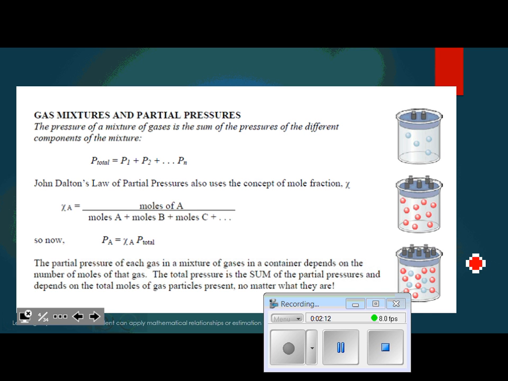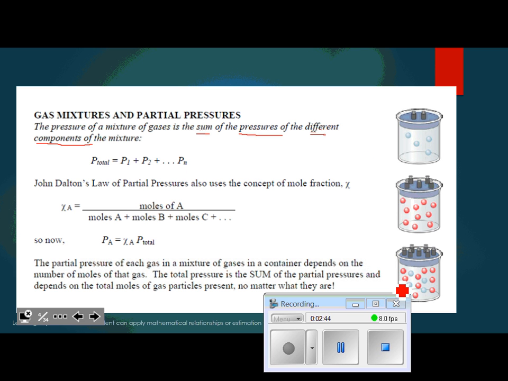So Dalton's law of partial pressures says that if we have a mixture of gases, then the pressure of that mixture is equal to the sum of the pressures of the different individual gases that make up the mixture. And that equation is given right here. Total pressure is equal to the individual partial pressure of gas 1 plus the individual partial pressure of gas 2, and so on and so forth.